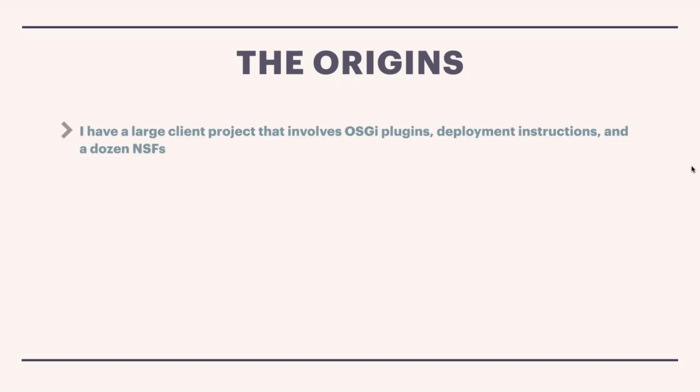The origins of this really spawned from my need for one of my large client projects where I have a bunch of OSGi plugins, I have deployment instructions, I have a dozen NSFs, and I have this set up as Maven, and so that allows me to create a distribution zip. So I can just run this thing and then end up with the distribution, and there you go. There's the instructions, and here's all the plugins, and here's what you do.